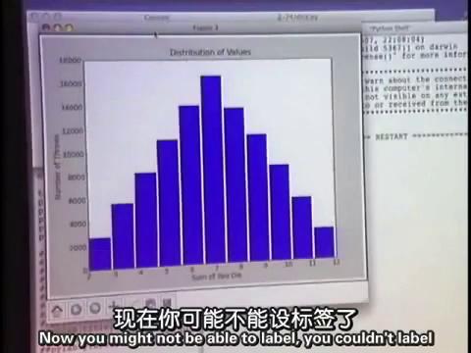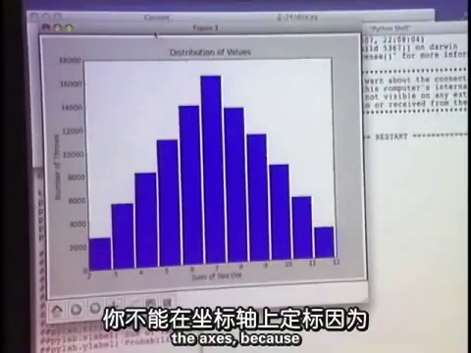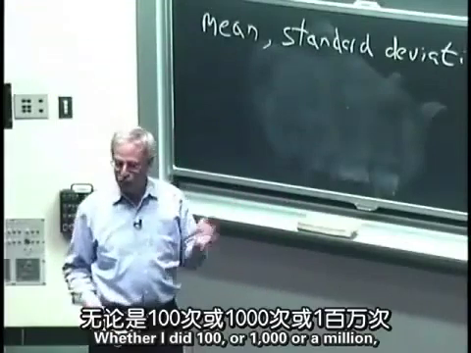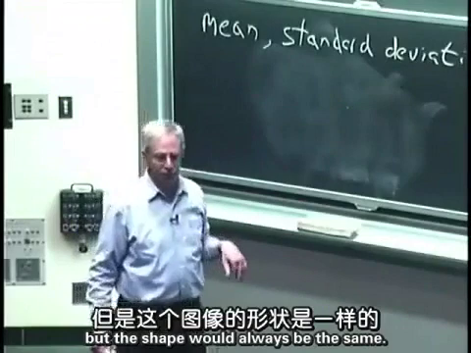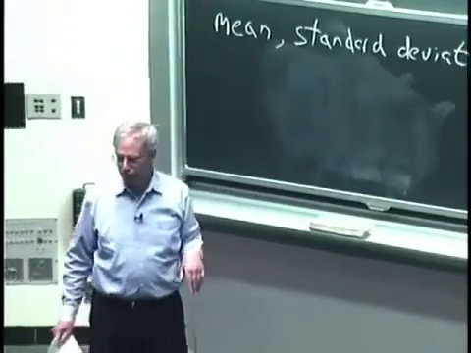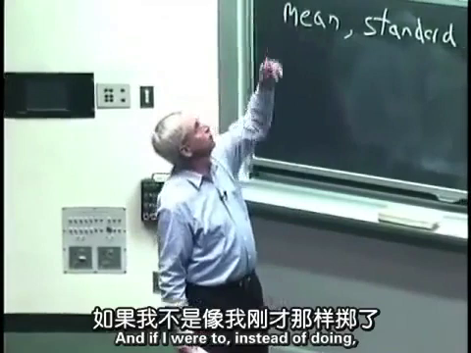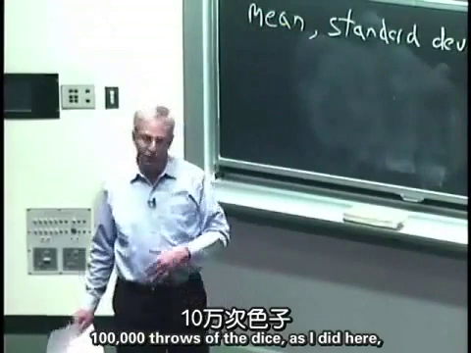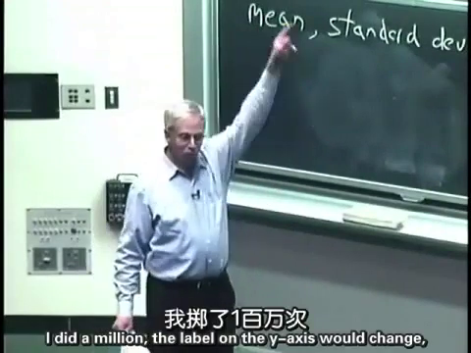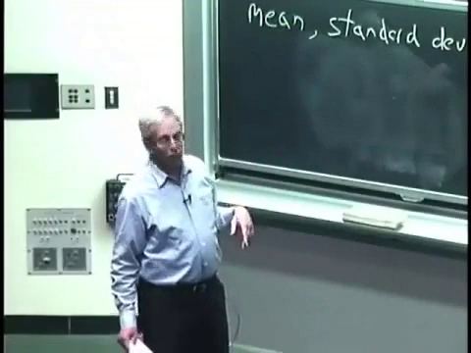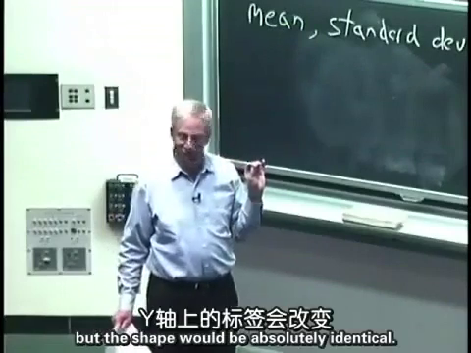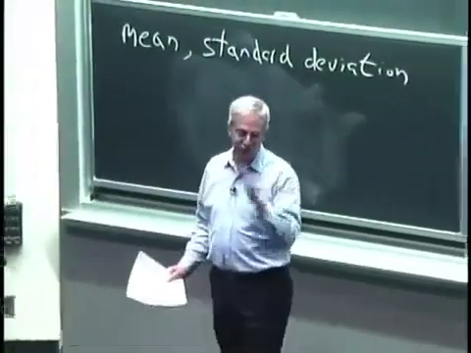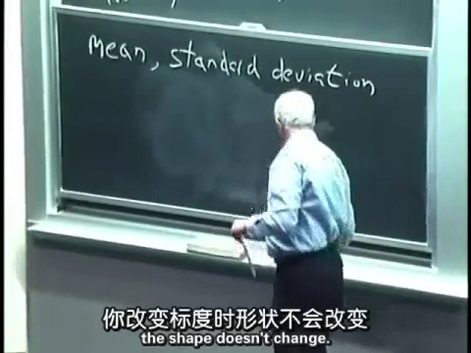Now, you couldn't label the axes, because how would you know how many trials I did, right? Whether I did 100 or 1,000 or 1,000,000. But the shape would always be the same. And if I were to, instead of doing 100,000 throws of the dice as I did here, do 1,000,000, the label on the y-axis would change, but the shape would be absolutely identical. This is what's called a stable distribution. As you change the scale, the shape doesn't change.